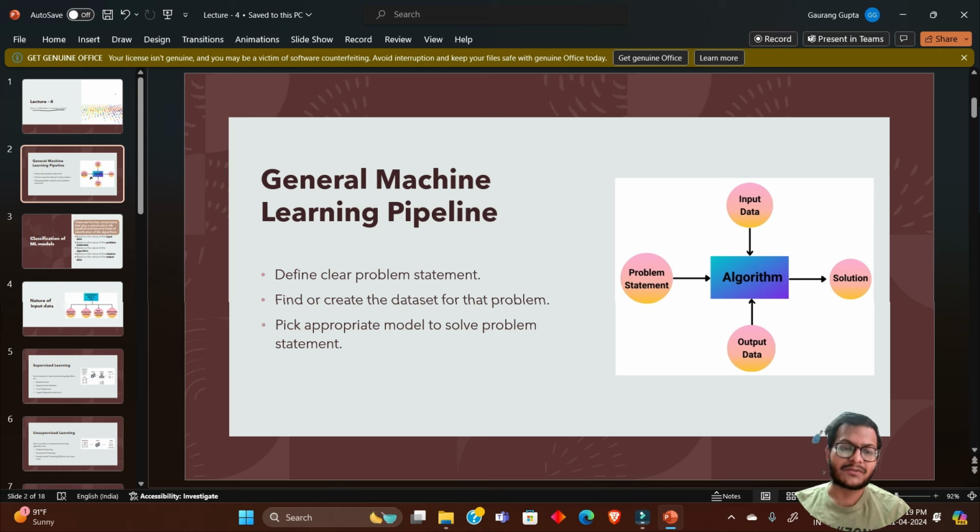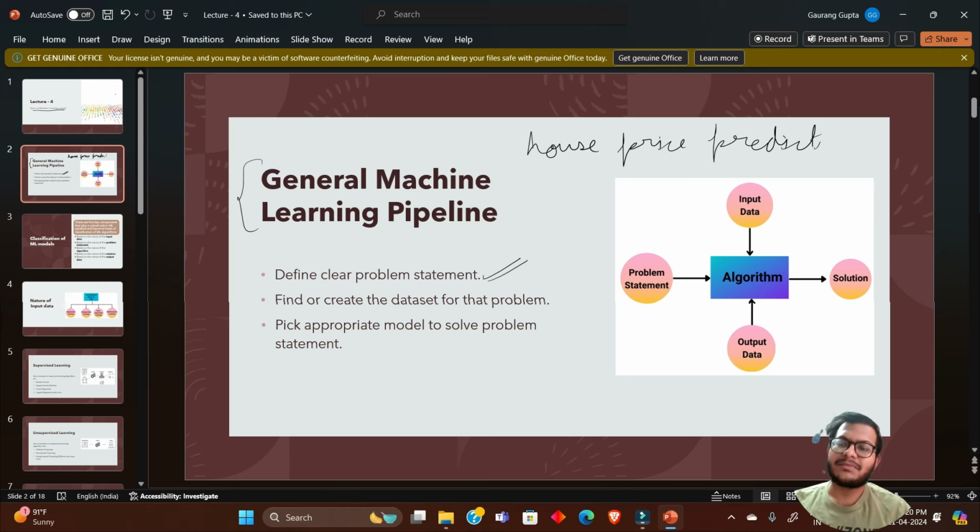First, before moving on, we will look at what the general machine learning pipeline is. In this, there are three steps. First step, you define a very clear problem statement. It should be crystal clear what you want your algorithm to do. For example, a very famous example is house price prediction.